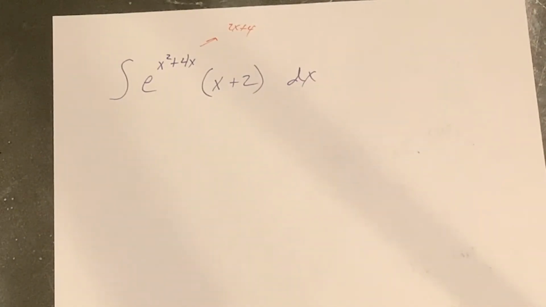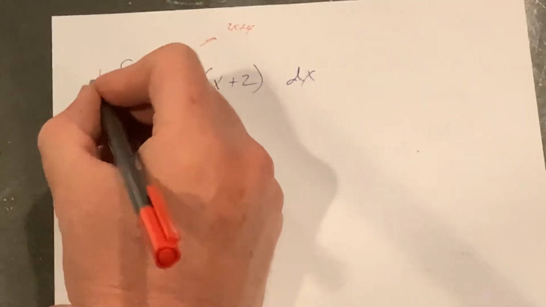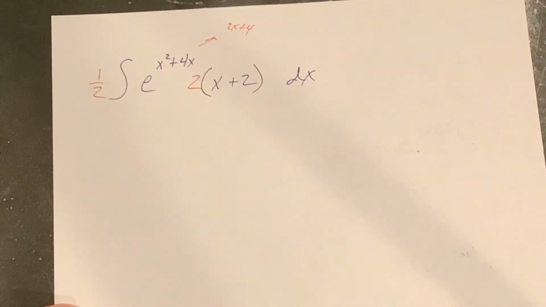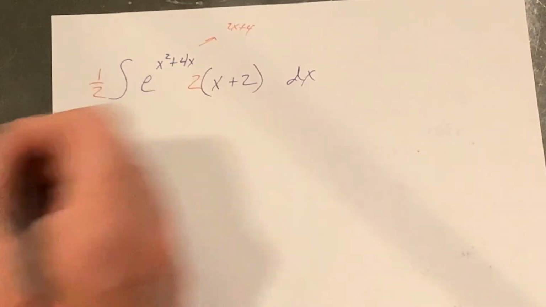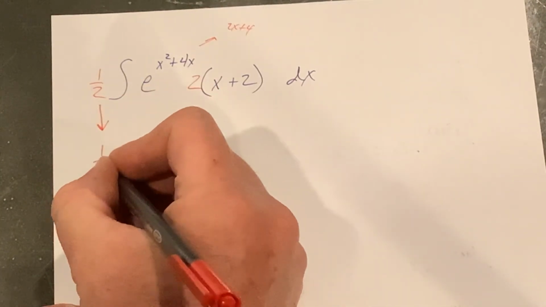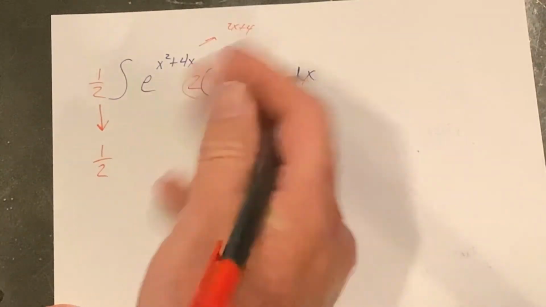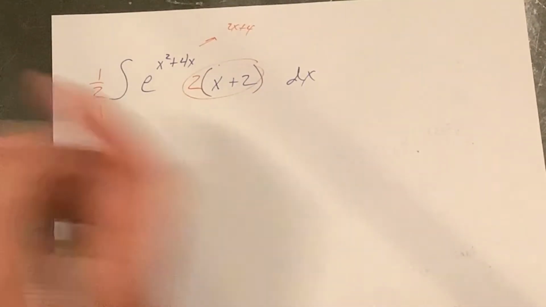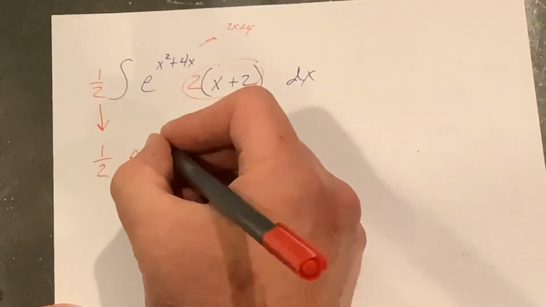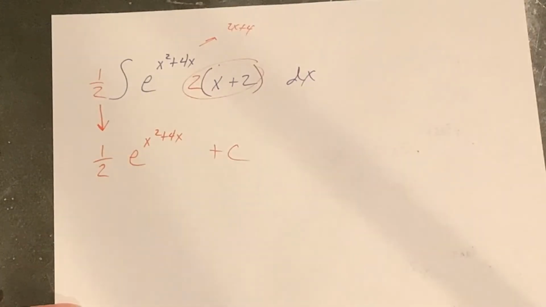We can make it that really easily by just doubling this. If we double that, we need a 1/2 out front. Just like with the natural logs and some other things we've done, this 1/2 is going to come along for the ride. This 2 makes this the derivative of that, so we ignore it. So it would be 1/2 of e to the power we started with plus c. And that would be our answer.